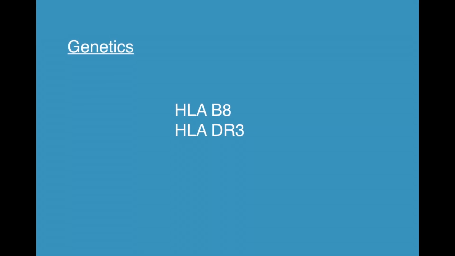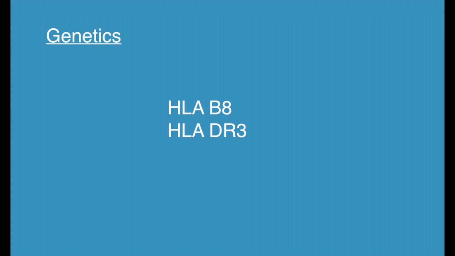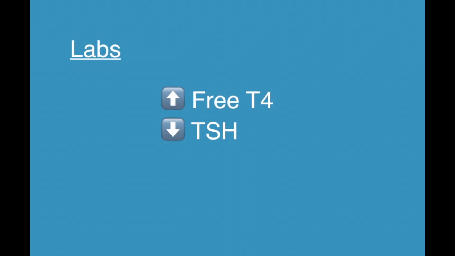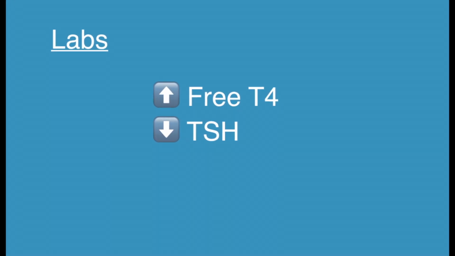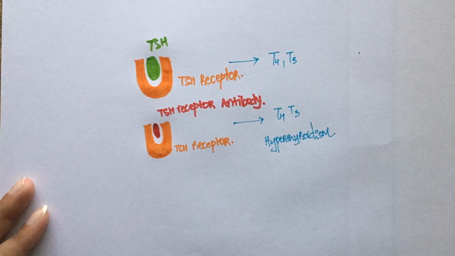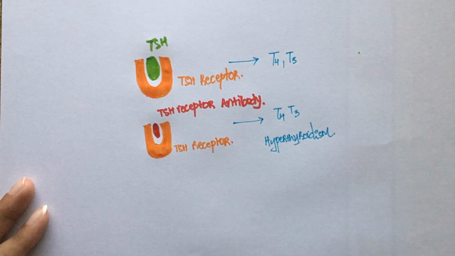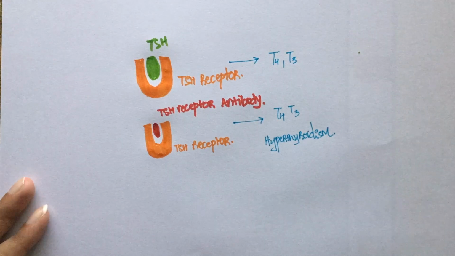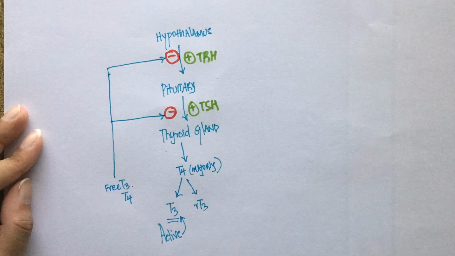Graves' disease is associated with HLA-B8 and HLA-DR3. In patients with Graves' disease, there will be increase in free T4 because the thyroid stimulating immunoglobulins trigger the thyroid gland to produce a lot of thyroid hormones. Due to the increase in free T3 and free T4, there is low TSH because of negative feedback.